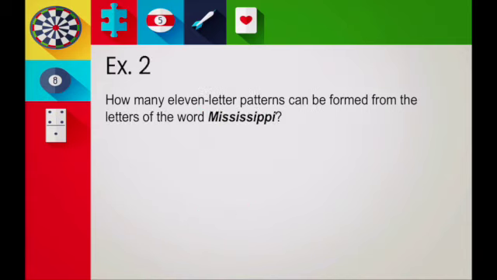Right? Similarly, how many 11 letter patterns can be formed from the letters of the word Mississippi? So 11 factorial, because there's 11 letters. But then we have the duplicates. We have 4 I's, so that's a 4 factorial. We've got 4 S's, I mean, so that's another 4 factorial. And then we have 2 P's, so that's a 2 factorial. So it's going to be 11 factorial over 4 factorial, 4 factorial, 2 factorial.